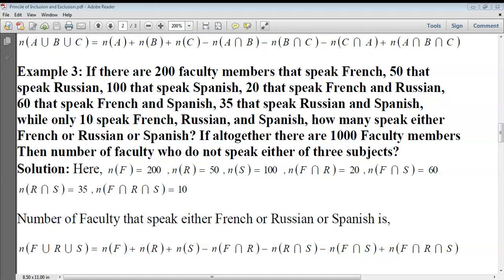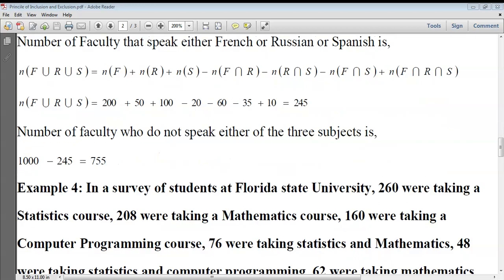So let us consider the formula with the help of three sets, n of F union R union S. Okay. So I have substituted the data and simplified. I got the answer as 245. So 245 represents the number of faculty who can speak either French or Russian or Spanish.